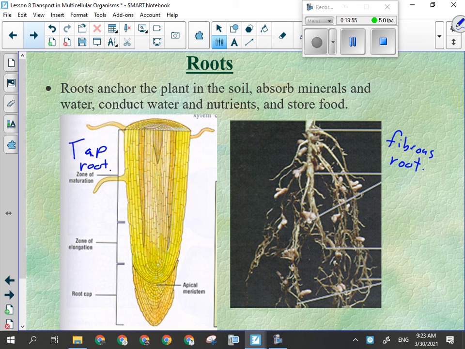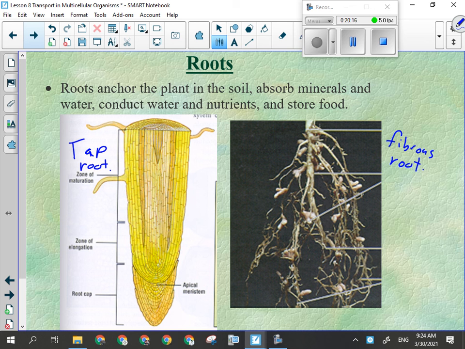Given what I just said, which type of root do you suppose a saguaro cactus would have? That'd be the ones you'd see in Arizona with the arms. Yeah, that's what most people would say, is a taproot, but it actually doesn't. It actually has a fibrous root system.